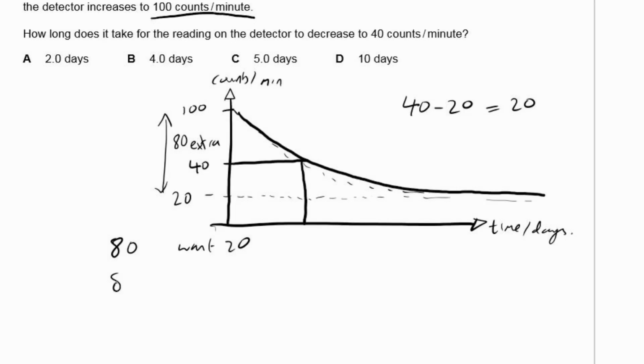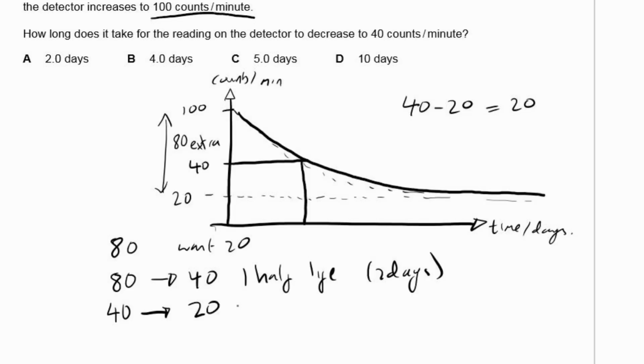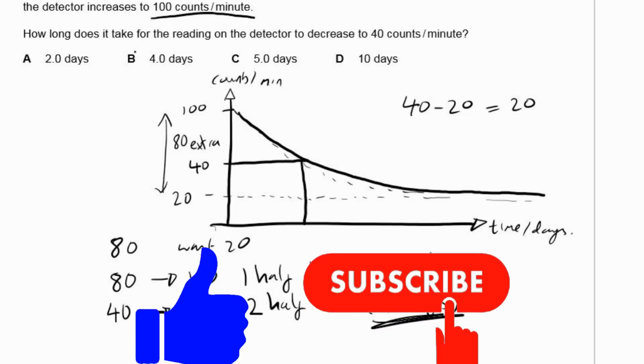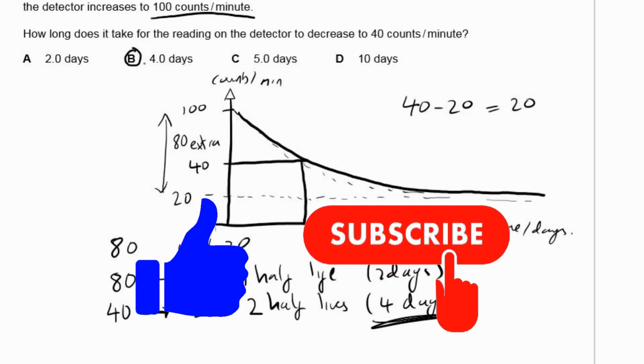If I start with 80, I go to 40 with 1 half-life, which is 2 days. I then start with 40, and over the next half-life I'll go to 20, which is what I want. So this is 2 half-lives, 4 days. And that's how long it will take for the count to go to 40. So the answer is B, 4 days.